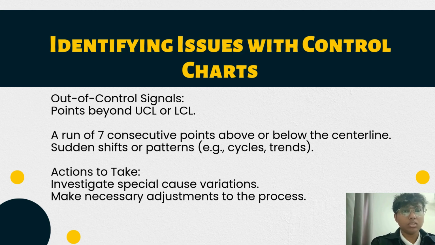Control charts are not just about monitoring, they also help us to identify issues. There are several signs that a process may be out of control. For example, if a data point falls outside the upper or lower control limits, that's a red flag. Similarly, a run of 7 or more consecutive points above or below the center line could indicate a trend or shift in the process. Other patterns like sudden cycles or clusters also require attention. When we spot these signals, it's essential to investigate and address the root cause immediately to restore process stability.